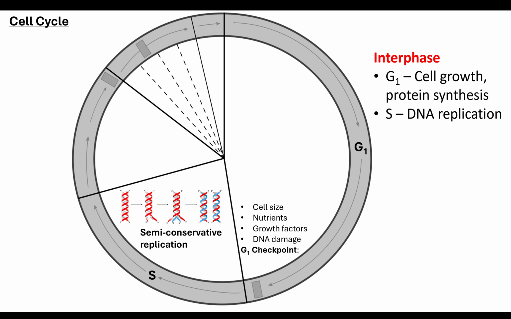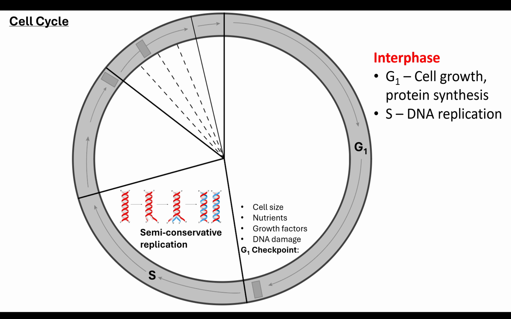So if all of these checkpoints have been checked off and they are all correct, then the cell can move through onto the S phase. This is where DNA replication occurs. Now, remember that DNA replication is semi-conservative replication. And if you haven't already, please do check out my video on DNA replication, where I go through all the different processes which will lead to you having the new strand attached to your old strand.